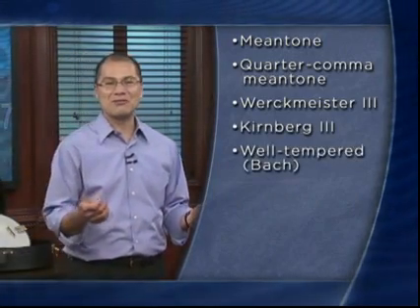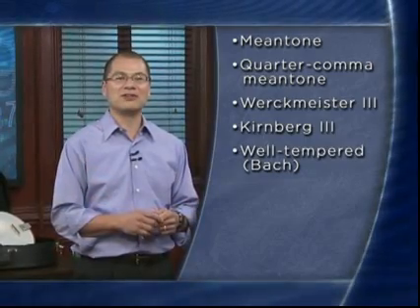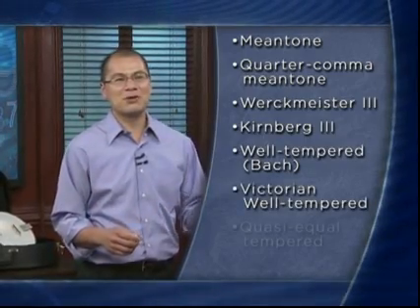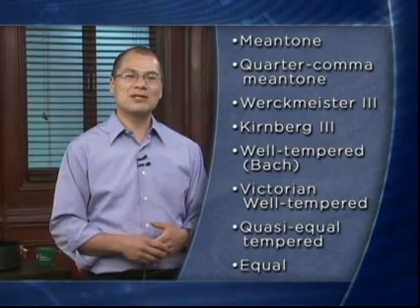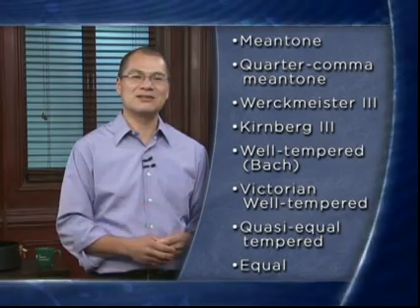Think about tunings, keyboards, but before pianos it was harpsichords and things like that. And we can look at Western music from, say, 1500 all the way to 1900. And as we look at the tunings that were used, they were spreading out the Pythagorean comma more and more equally. They had names like mean tone and quarter comma mean tone, Werkmeister 3, Kernberg 3. They had a well-tempered system that was famous by a piece of Bach, the Well-Tempered Clavier. There was Victorian well-tempered, quasi-equal-tempered, and finally equal-tempered. And pianos were tuned equal-tempered by the late 1800s, around 1900.